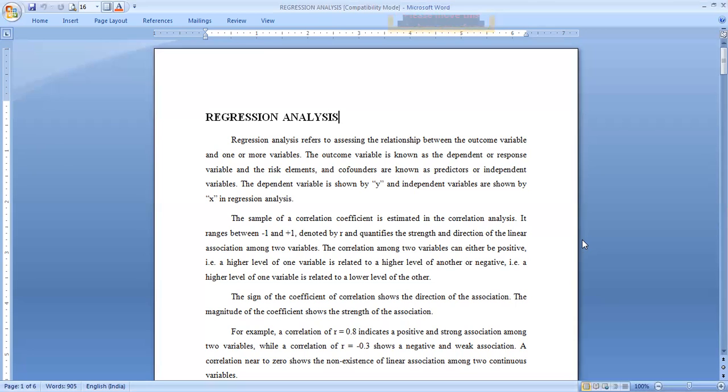A correlation near zero shows the non-existence of linear association among two continuous variables. And we can see if the value of R is equal to 0, or just near about 0, then it shows the non-existence of linear association among the two continuous variables.